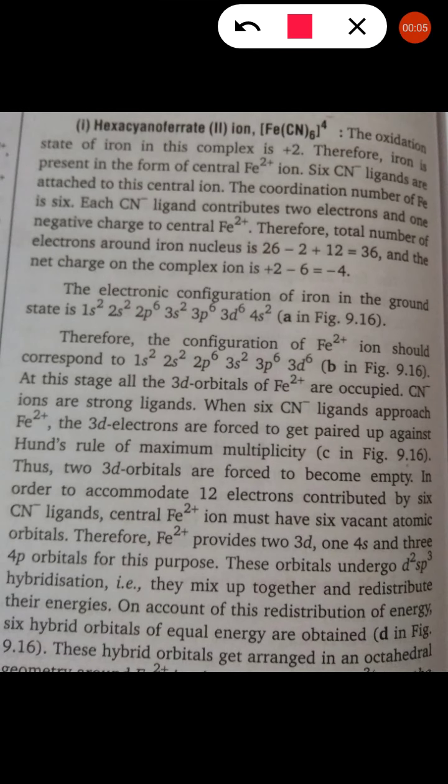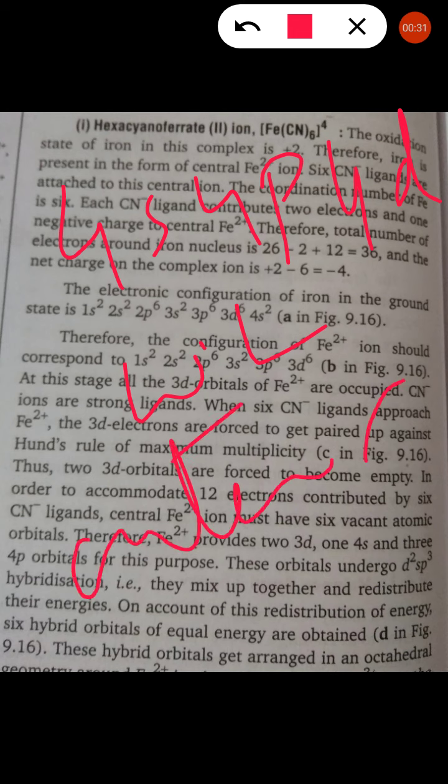In case of a weak ligand, what happens? Electrons accommodate in the outer d orbital. That is, first the electron is accommodated in 4s, then 4p, then 4d in case of a weak ligand. So with a weak ligand, electrons accommodate s, p, d and so on, so it undergoes outer d orbital hybridization. This is said to be the outer d orbital.